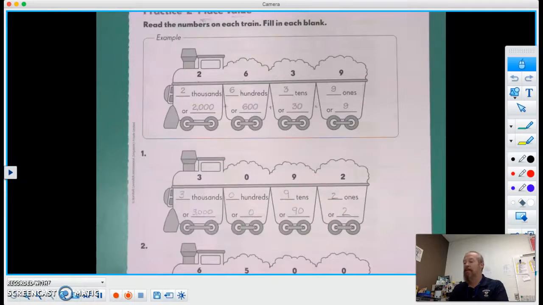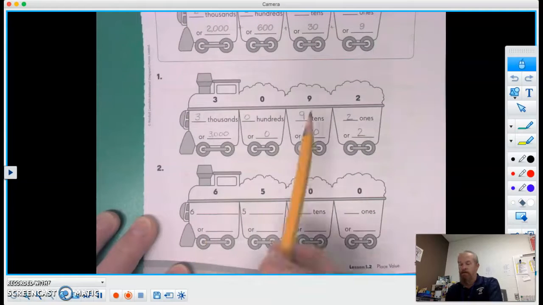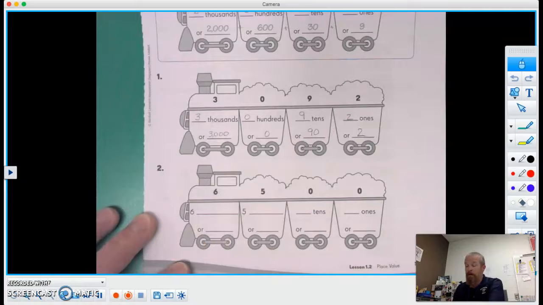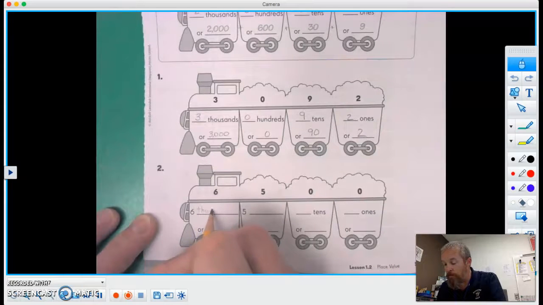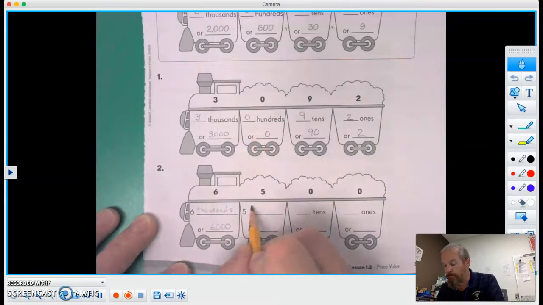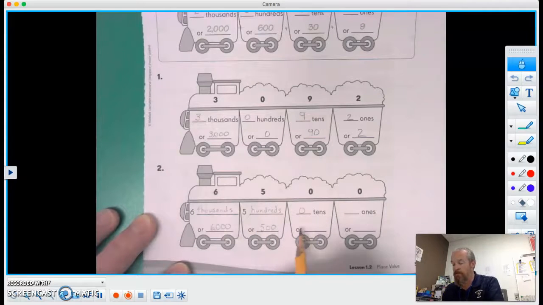Now this one's just a little bit different in the fact that it has zeros here, but look at the difference. This one tells us thousands. This one's missing. This one gives us the number, but not the word, right? That's the only thing that's different. So we're going to write down the word thousands on this one, or 6,000. We have 5 whats? 5 hundreds, right? And again, we need the word for that one, or 500. 0 tens or 0, 0 ones or 0.